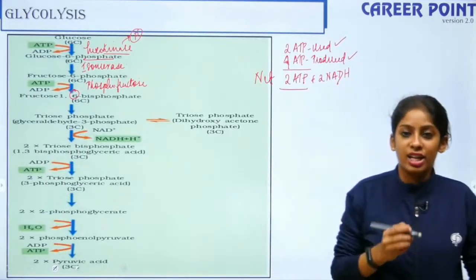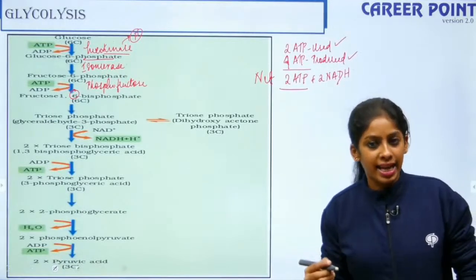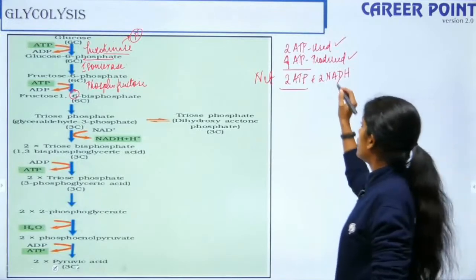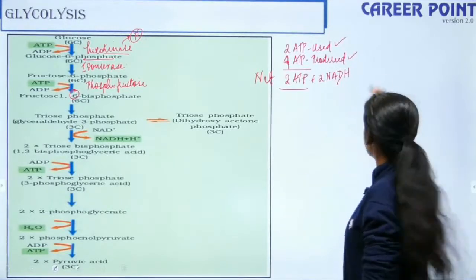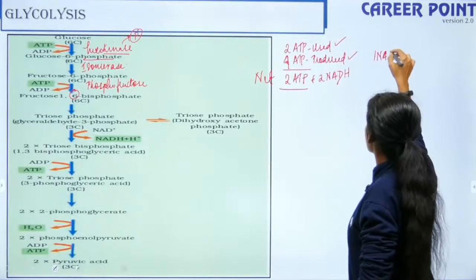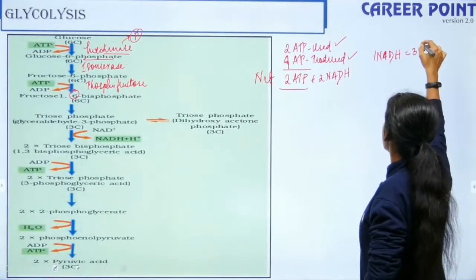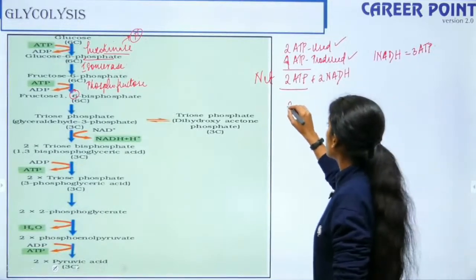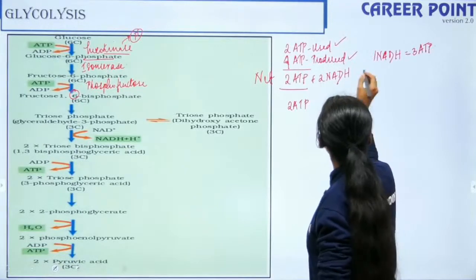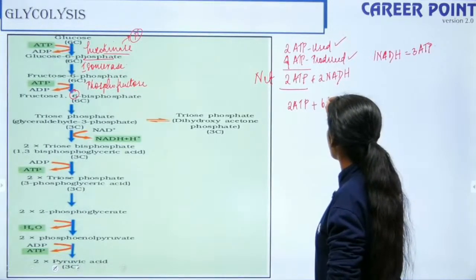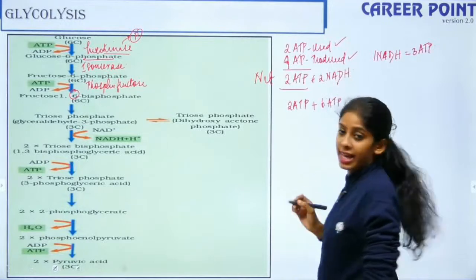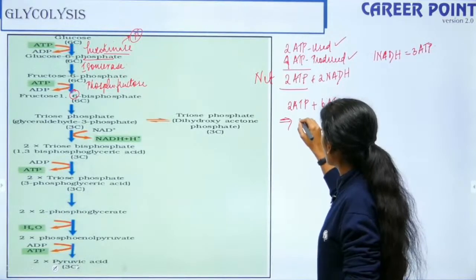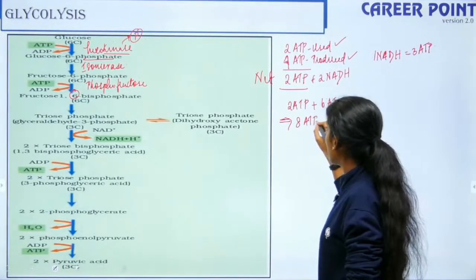Right, so these are the high energy bonds. We have ATP and NADH because that is the purpose of respiration. Now convert NADH in terms of ATP. 1 NADH is equal to 3 ATP. So it is 2 ATP plus 2 into 3, 6 ATP, right? I am converting NADH into the form of ATP. So now we have 8 ATP in glycolysis.